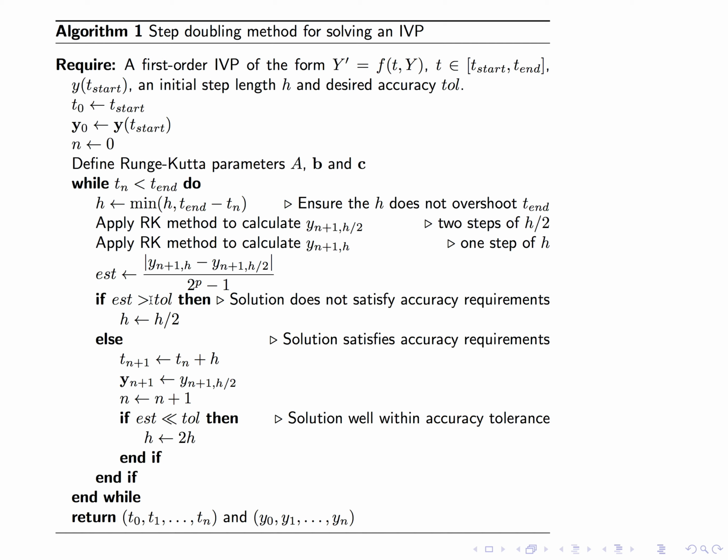If, however, est was less than tol, that means the solution satisfies the accuracy requirements. So we update t, we update our solution y to be the two-step solution, and we increment our counter. So n is some counter, and we increment it by 1. Furthermore, if our estimated error is much less than tol, usually about 1/10, we can double the step length h. So if we got a solution which well exceeds the accuracy tolerance, we can actually risk increasing our step length there.